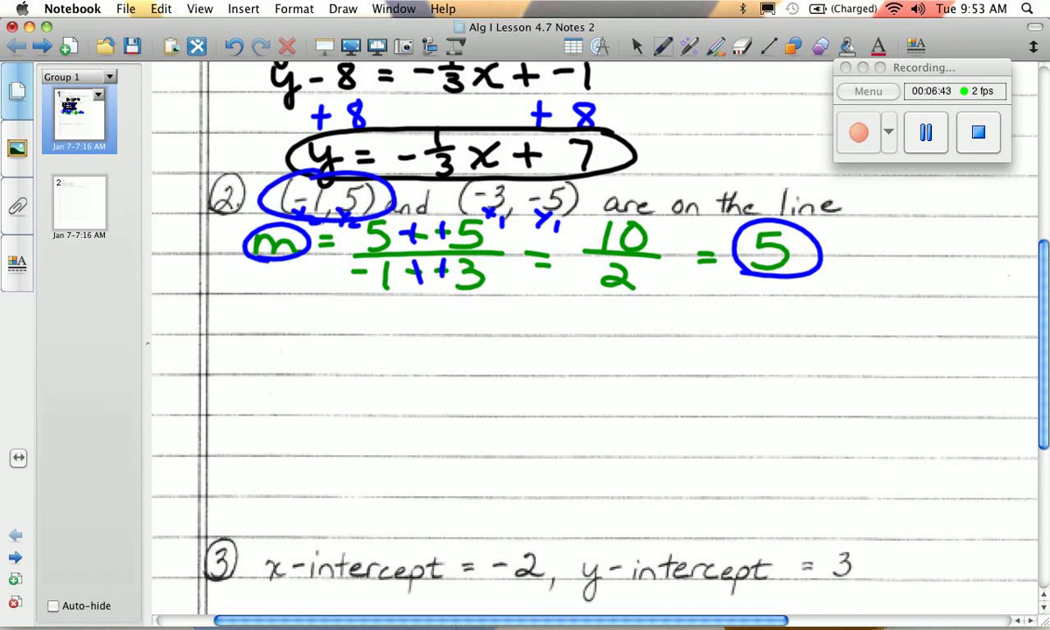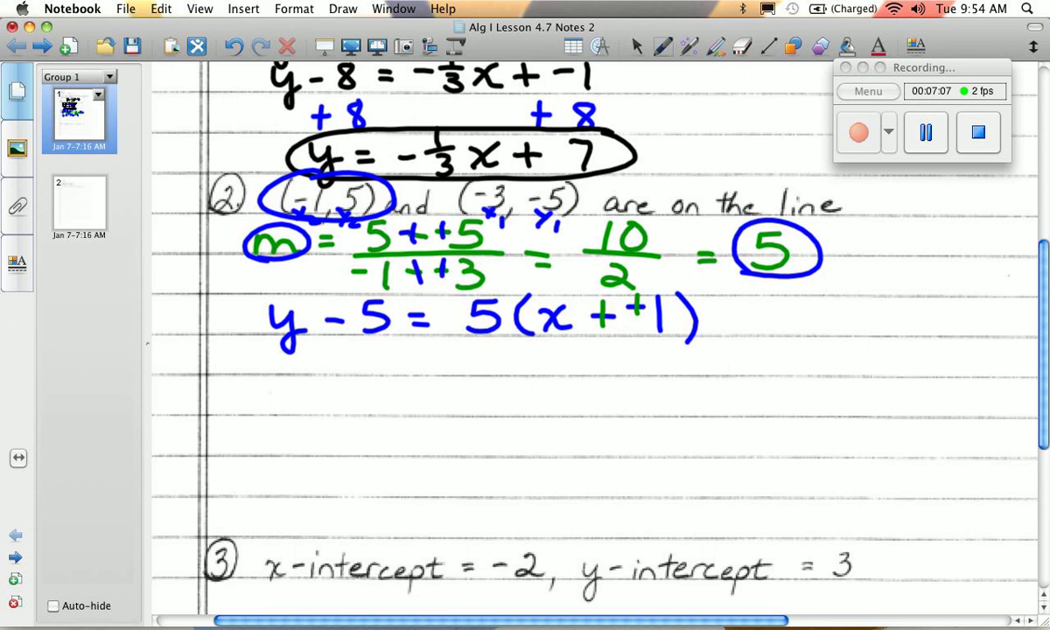Okay, so we're going to do y minus 5 equals, that's the y value from the point. And now we have a 5 for our m, and x minus what? Negative 1. Okay, we can clean that up and make it plus a positive 1, right?